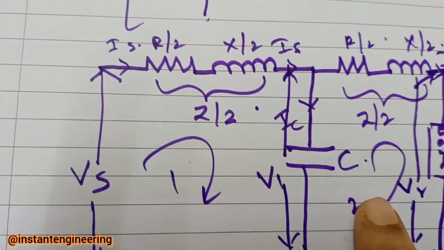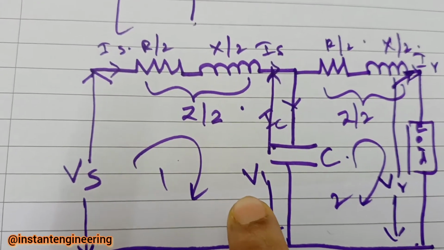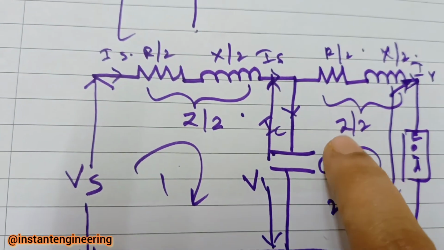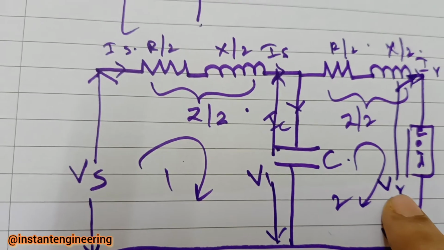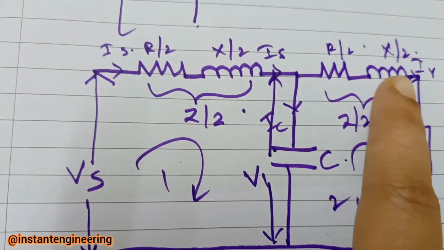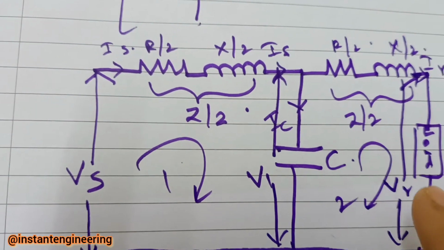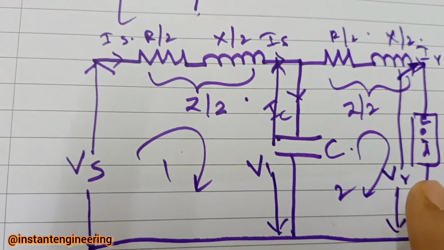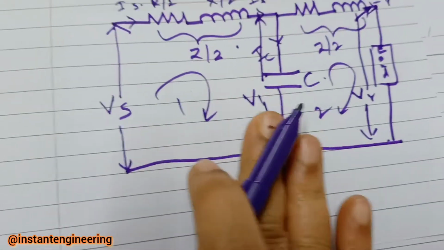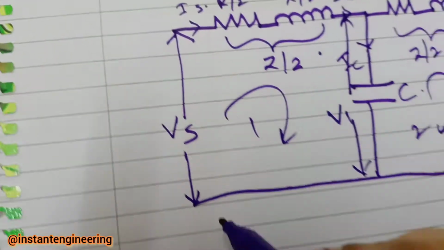Alright. In loop 2, it will be V1 is equal to IR Z by 2 plus VR. Because here the receiving end voltage is VR, right? So IR Z by 2 and this will be VR. Okay, I'll just write here. I just kept this paper because this will be useful in the next one.